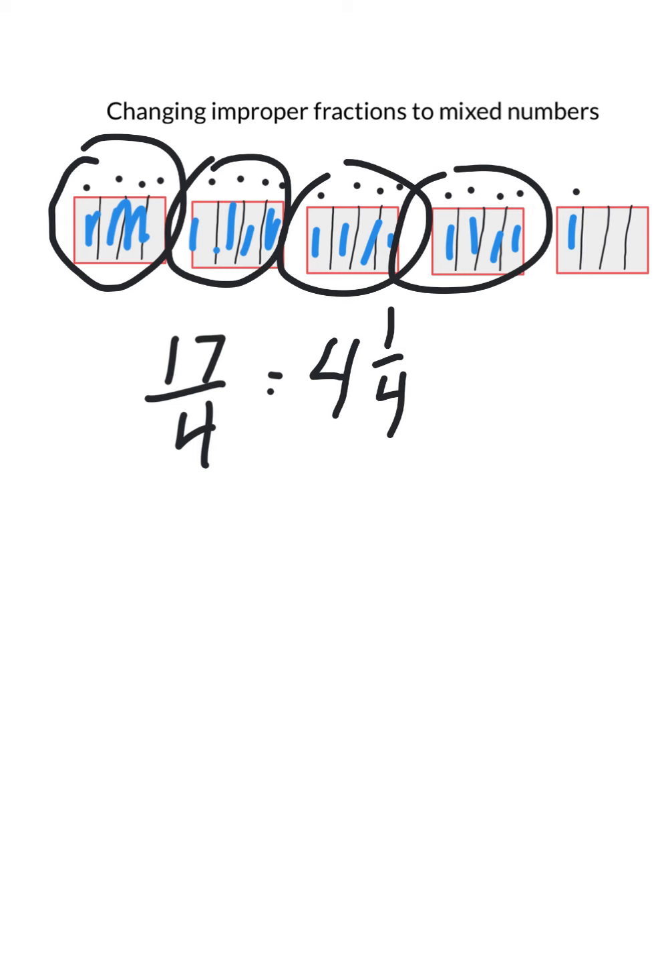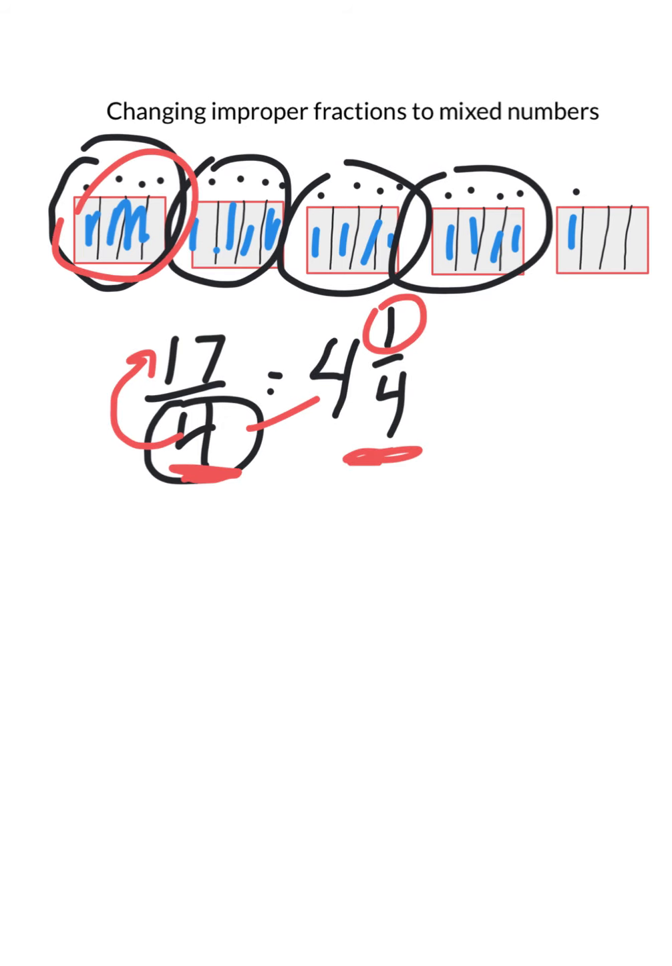Here's the shortcut. Since I have fourths, I know 4/4 is a whole, so I just have to figure out how many 4s go into 17. I can't go over it. So I would take 4 times what is close to 17 without going over it. I know it's 4, because 4 times 4 is 16. It gives me one more left over, and that becomes this number, and we're still only talking about fourths.